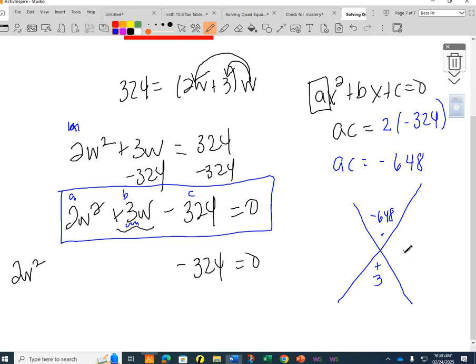So here we're looking for factors of 648. If you subtract them, you get a positive 3. Remembering that 648 is negative, one factor will be positive and one will be negative. So I'm going to play on the calculator and see if I can find two factors. 648 divided by, I know 3 will come out of it, and 6 will come out of it. I'm going to divide by 6, and that's 108, not nearly close enough.